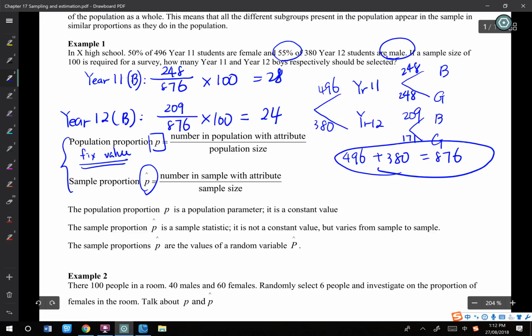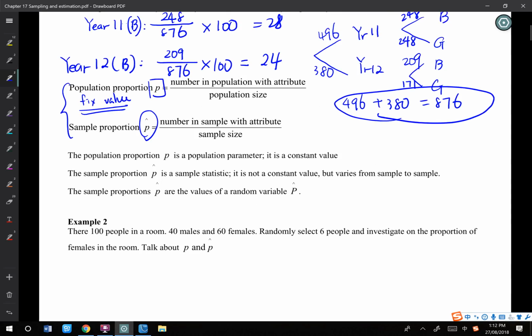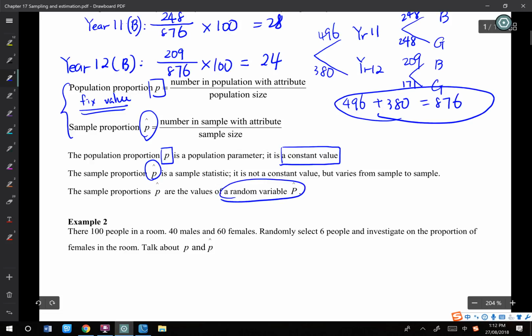P value is the true value. It doesn't matter what happened. It is the actual proportion for the whole population. But p hat is a value that varies from sample to sample. That's something you should understand. So the population proportion P is a constant value, a fixed value. P is a constant. P hat is a random variable. Okay, p hat is a random variable. It can vary from sample to sample.